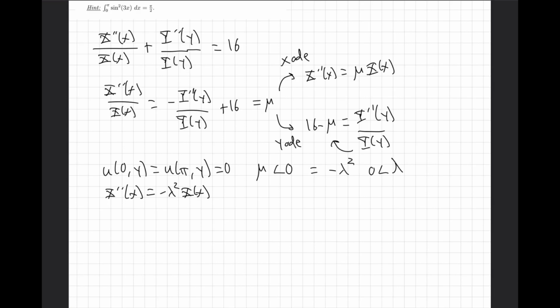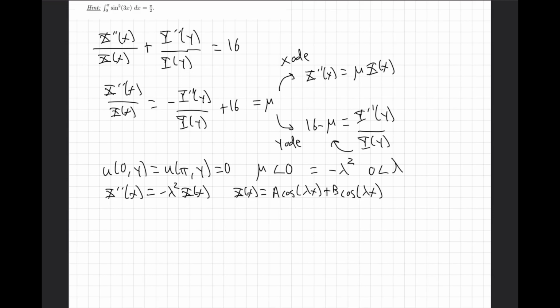And we use it quite a bit in this class, so it's something worthwhile getting used to. We have this negative coefficient and it's squared. So the solutions are going to be X of x is equal to a times cosine of lambda x, where a is an arbitrary constant, plus b, another arbitrary constant, times sine of lambda x.